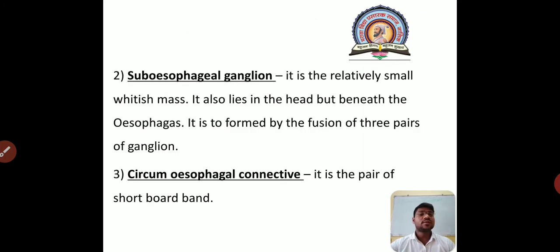Then, talking about the subesophageal ganglion. What is the subesophageal ganglion? It is a relatively small whitish mass. It also lies in the head but beneath the esophagus. It is formed by the fusion of three pairs of ganglia. Then the circumoesophageal connective is a pair of short broad bands.